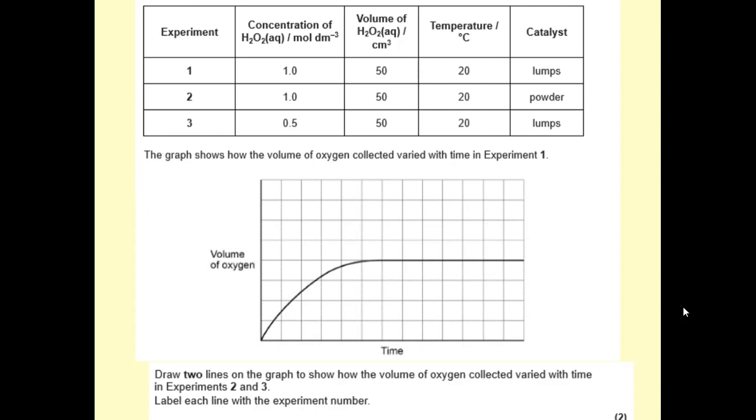So what you need to do is draw 2 lines on the graph to show how the volume of oxygen is going to be collected. So what the final volume of oxygen is going to be in comparison to 1 and how steep that gradient is. So pause the video, have a go at that, and then the answers are on the next slide.